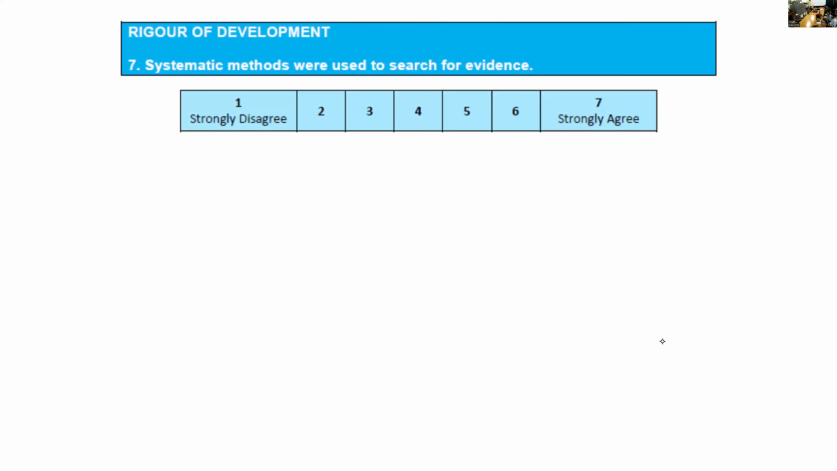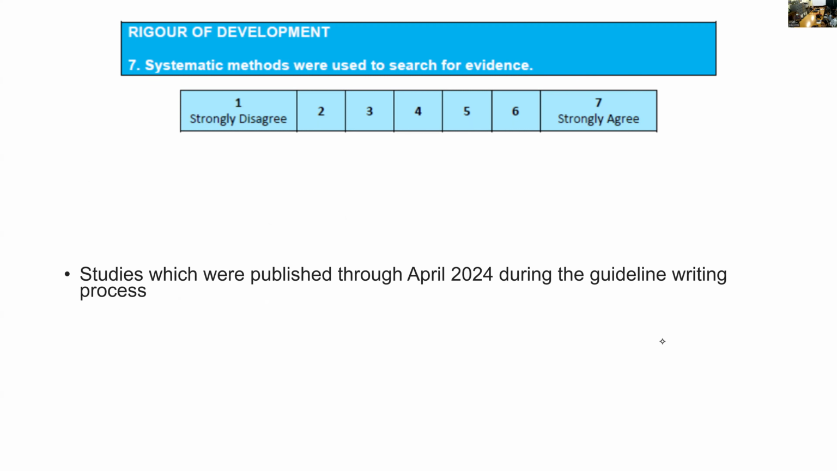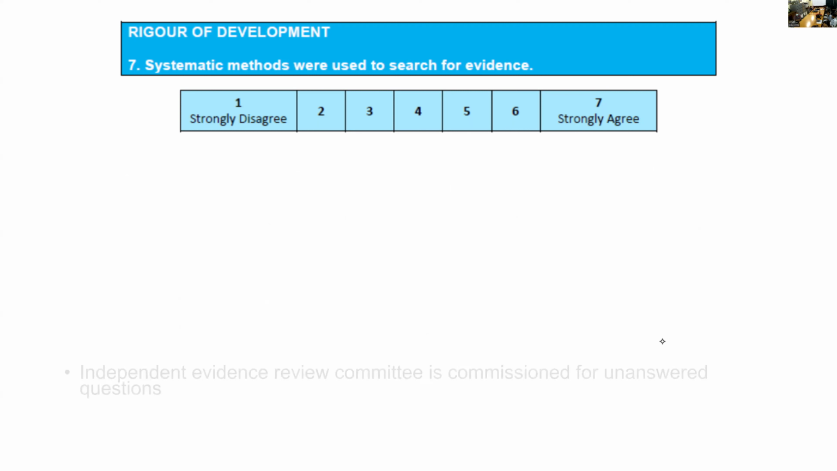The next is: systematic methods were used to search for evidence. They had key search words like HA, ACC, ACS, angina, anticoagulants, aspirin, and so on and so forth. In addition, although the search had ended in April 2024 and they had started writing, the subsequent papers that were being published during the writing process were also included, which I thought was a good thing. They had focused on RCTs but had included other types of study designs also.